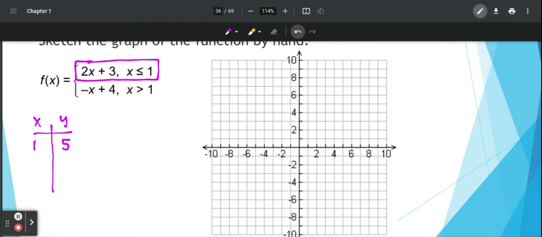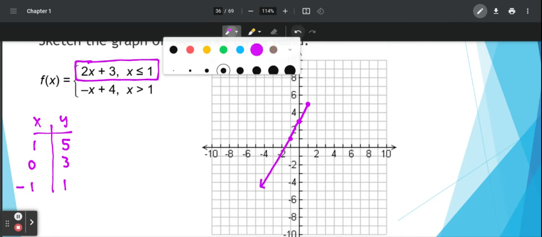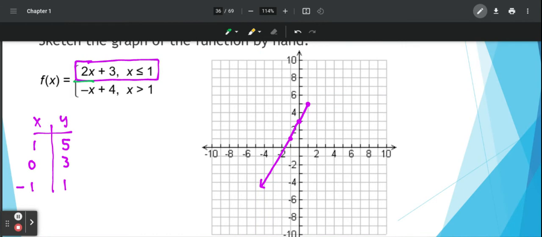And now let's pick numbers that are less than 1. So if you plugged a 0 in, you would get 3, a -1, you would get 1. And so then if you were to sketch that, if you graphed the points (1, 5), (0, 3), (-1, 1), we can draw a line, but we're only drawing it towards the negative x values.